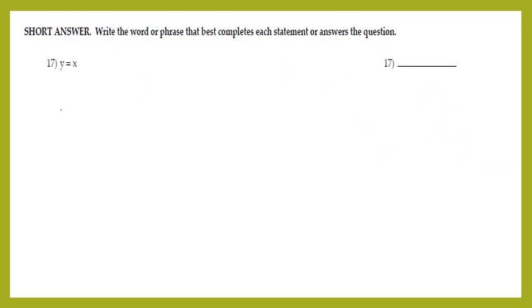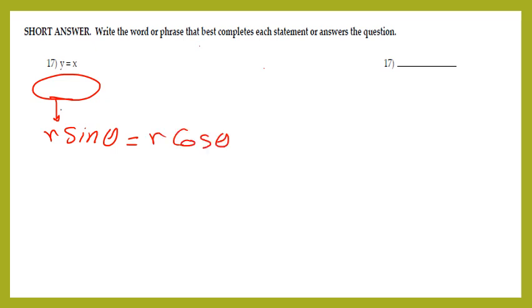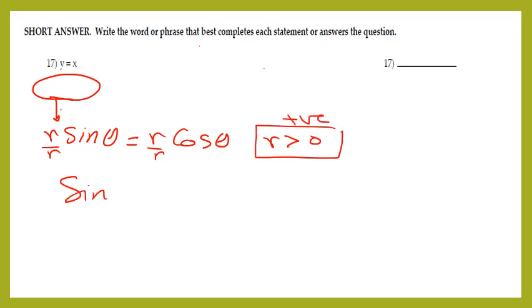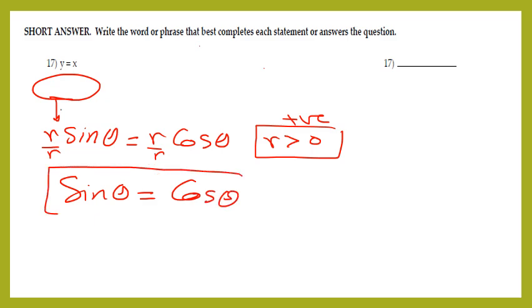Write this equation in a polar form. And what is the equation? Y is equal to x. What is y? Y is r sine theta. What is x? It's r cosine theta. By dividing by r on both left and right, and we consider that r is greater than 0, a positive number, sine theta is equal to cosine theta.